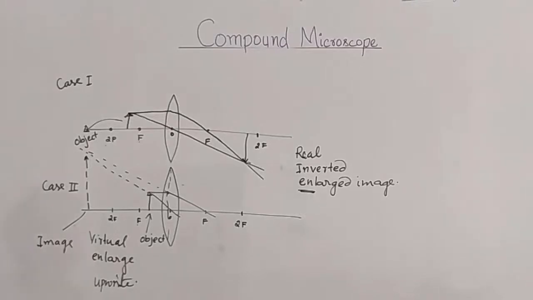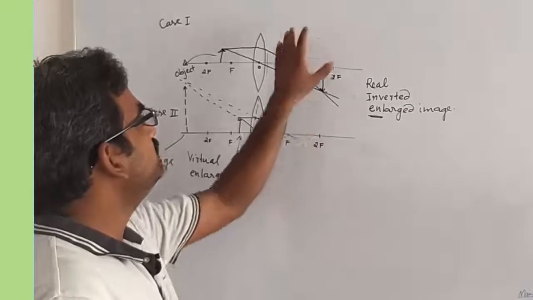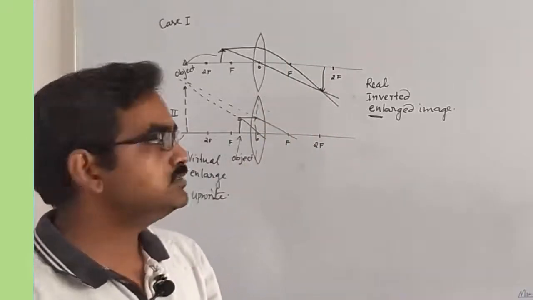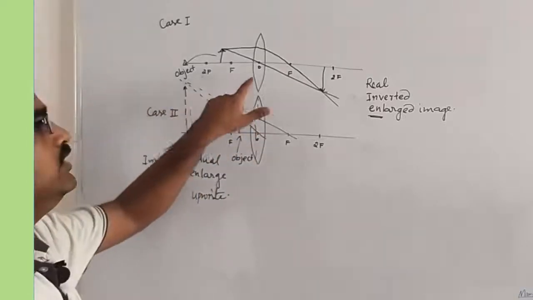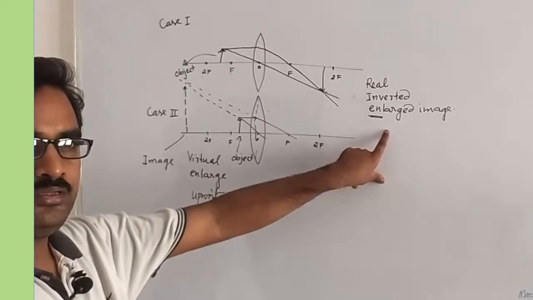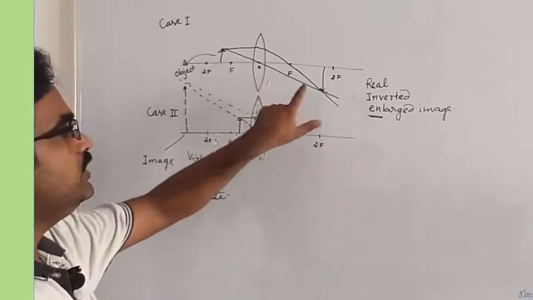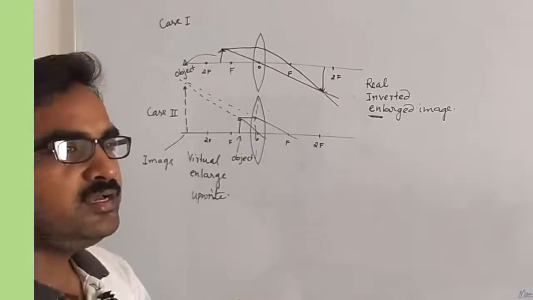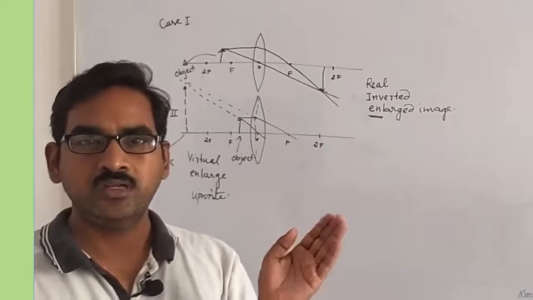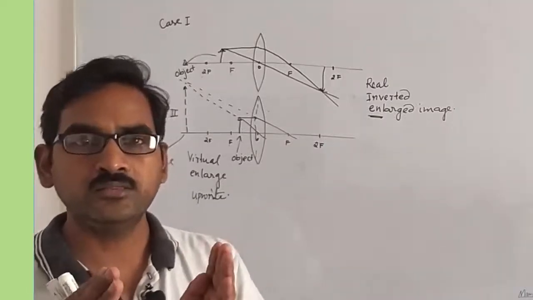So these two conditions are very important when we study the compound microscope. These lenses have certain limitations. What are those limitations? They have a limit to enlarging an image. They cannot increase an image many folds. Rather, they have certain limits.